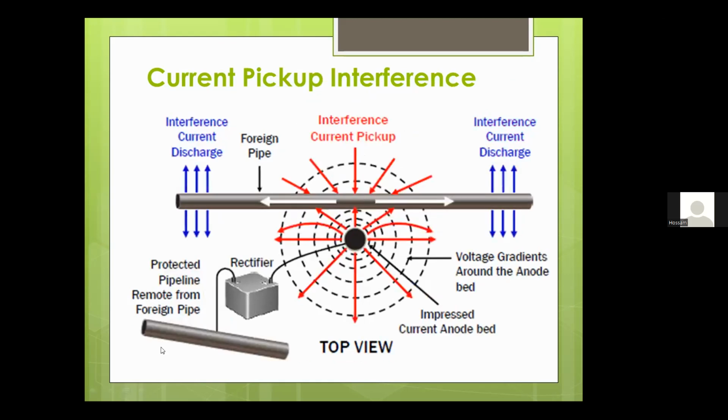Here, this is a pipeline, and this is the anode, and this is the anodic gradient around the anode. The foreign pipeline crosses this anodic gradient, so it will pick up current here from this anode. The foreign pipeline will pick up the current from the anode and discharge the current in another direction. So here is a current pickup interference, or anodic interference.